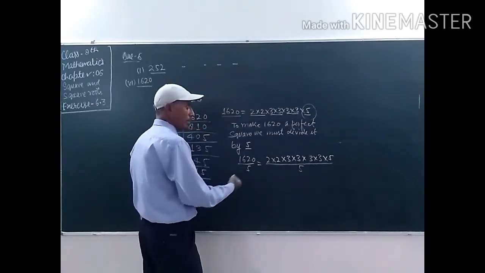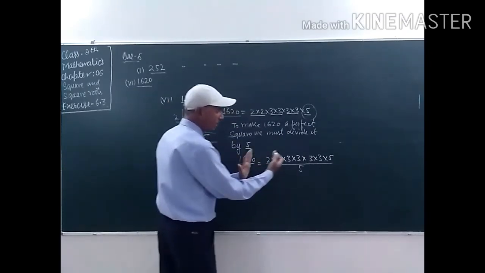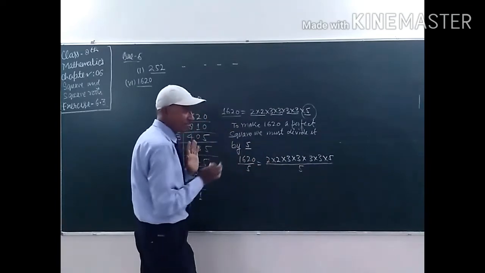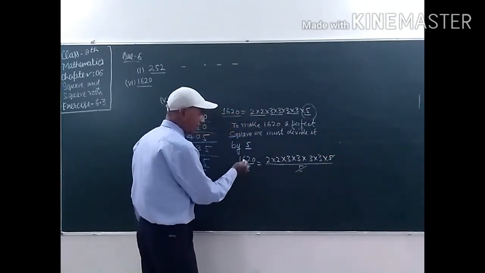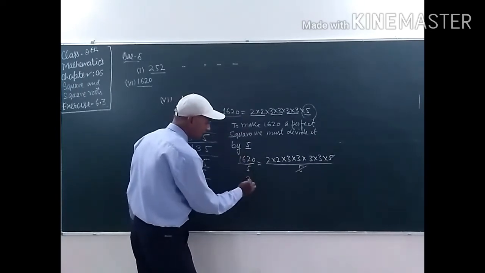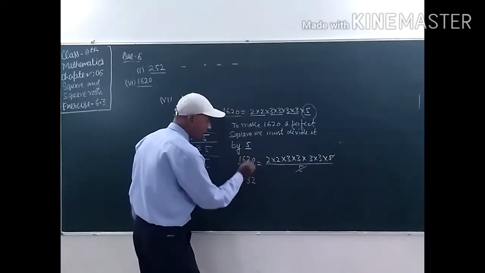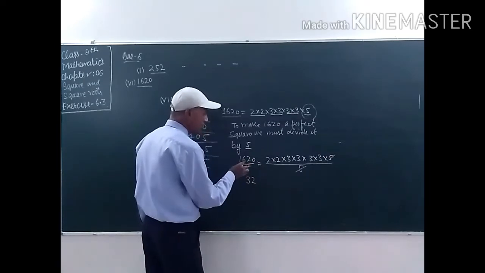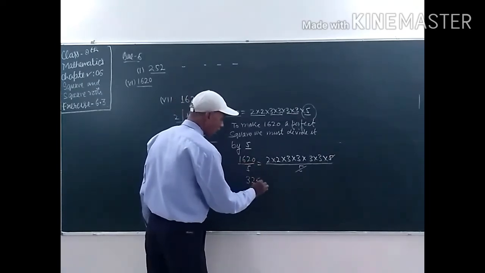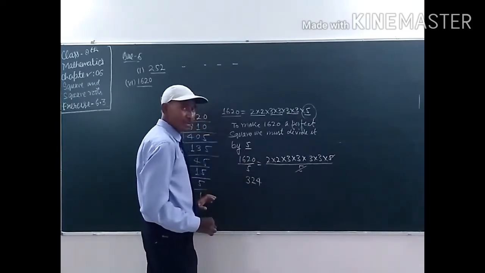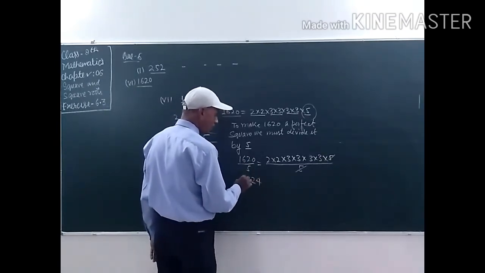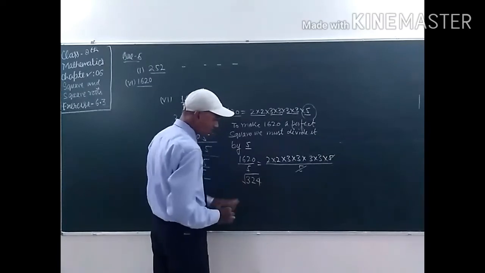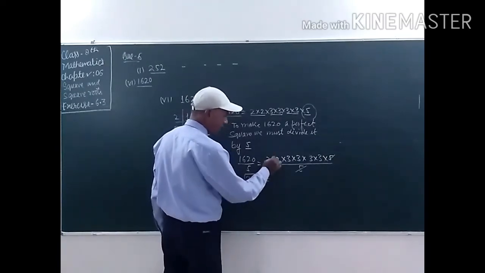Clear student? Both sides, to keep the equation equal, we divided by 5, student. So this one cancels, and now 5 times 3 is 15, 5 times 2 is 10, and again 5 times 4 is 20. Clear student? So this number is 324, and we have to find out the square root of this 324.